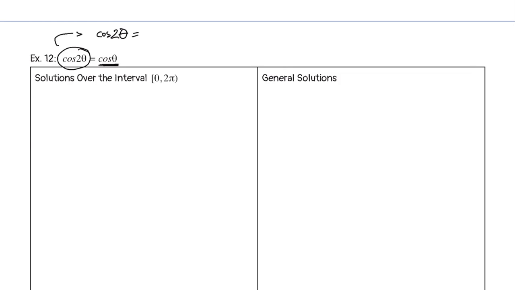Okay, so let's go back and see what other identities. We've got cosine squared minus sine squared. That's one variation. What other variations do we have? 1 minus 2 sine squared theta. Yeah, I buy that. There's one more version. Good. 2 cosine squared theta minus 1.